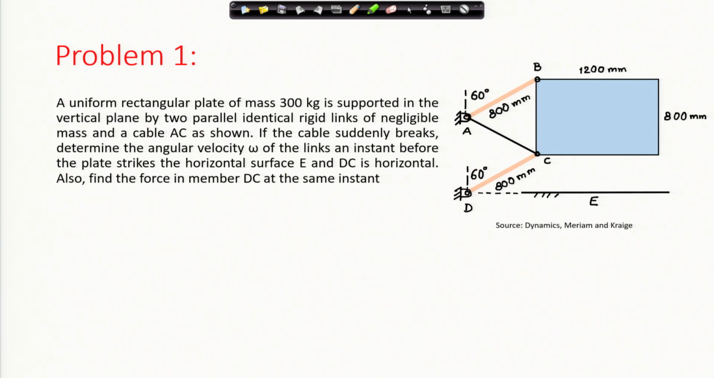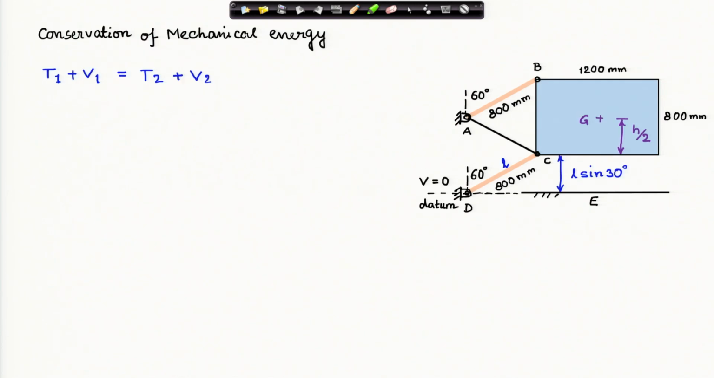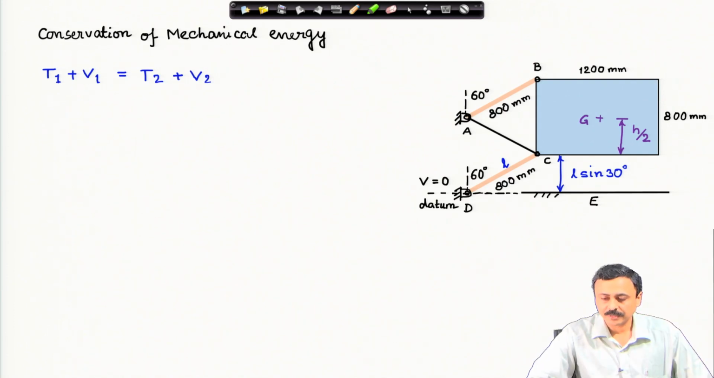This plate is of course a prismatic body, and we are considering the motion in the plane which contains the center of mass of the plate. The external forces acting on the plate are because of the links, of course, and the weight. Weight is a potential force because of the gravitational force, and we consider a uniform gravitational field, and there is a potential corresponding to it.